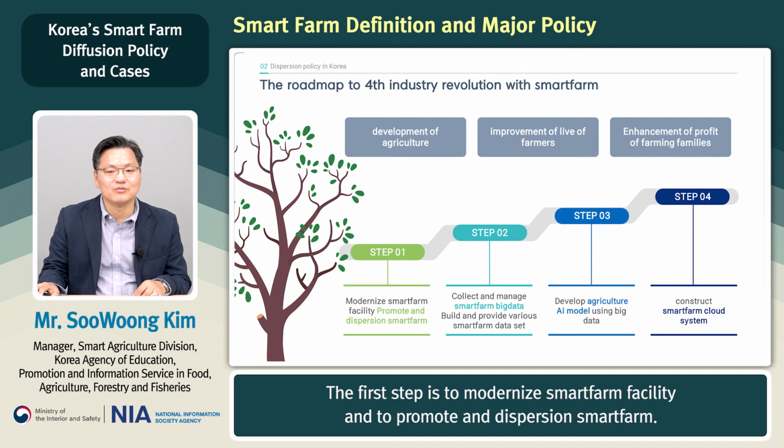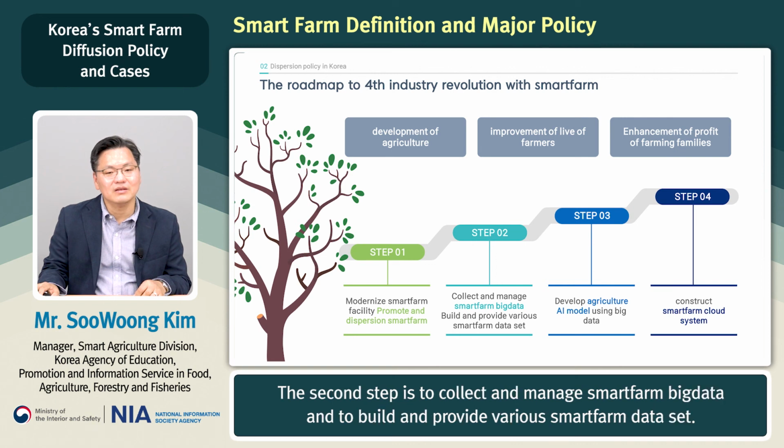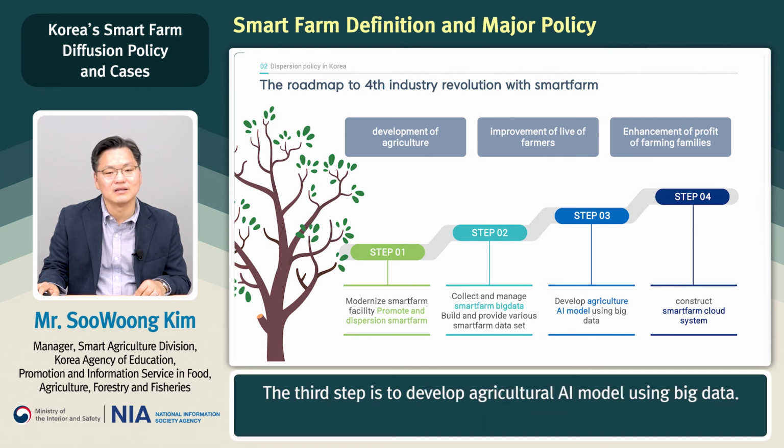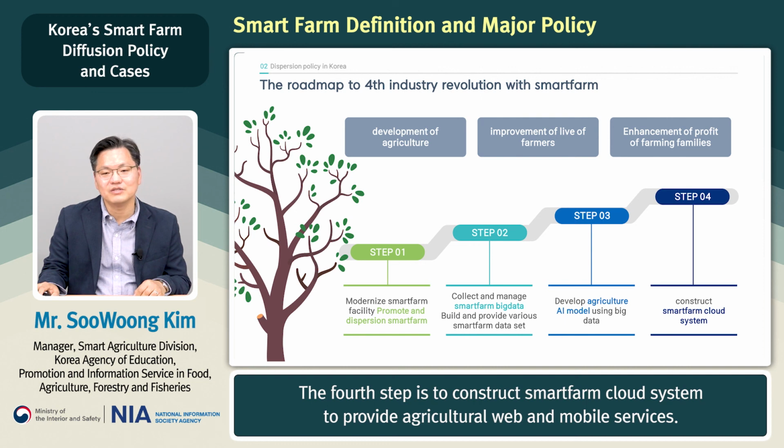The first step is to modernize smart farm facilities and promote and disperse smart farms. The second step is to collect and manage smart farm big data and to build and provide various smart farm data sets. The third step is to develop agricultural AI models using big data. The fourth step is to construct a smart farm cloud system to provide agricultural web and mobile services.